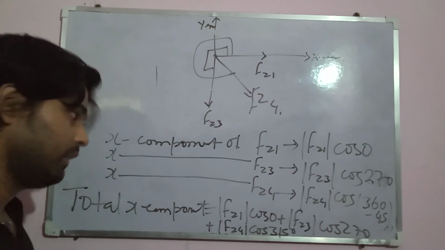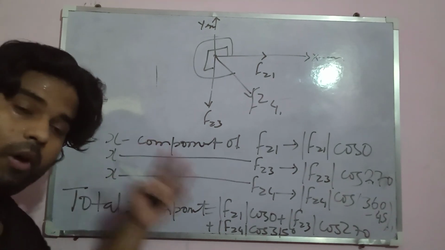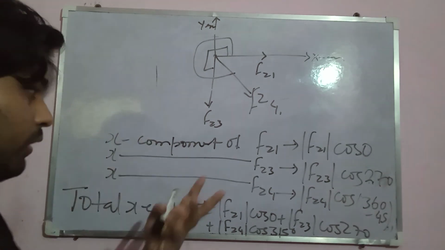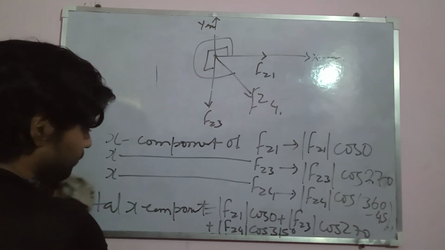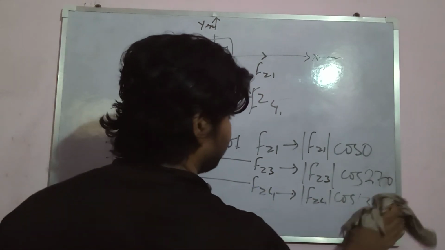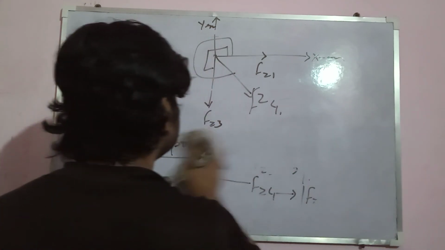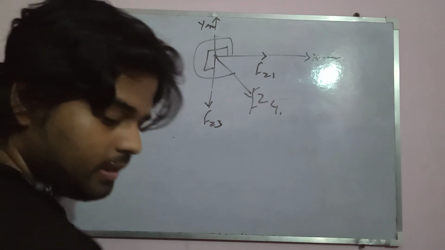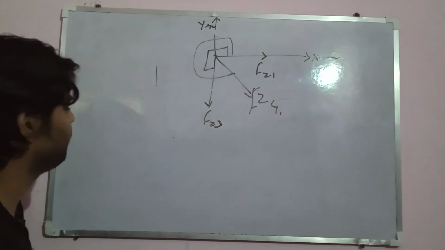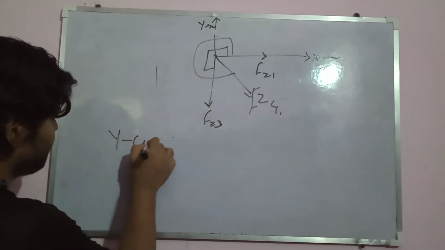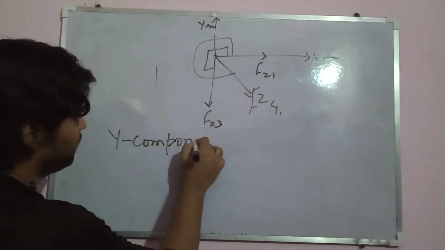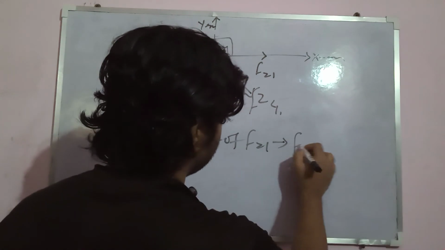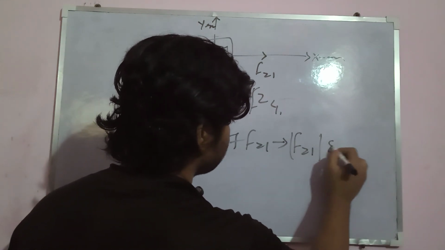Our job ends here. Now we'll have to find the y component of each and every vector, and then add the total y component of all the three vectors. Similarly, we can find the y component. Y component of F21, that is F21 sin 0.